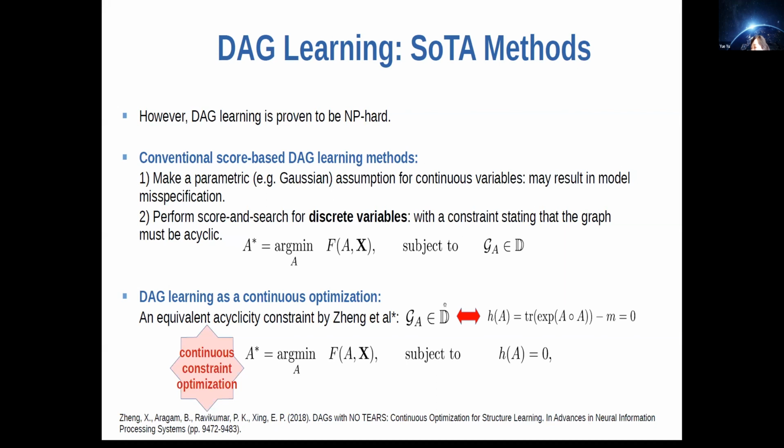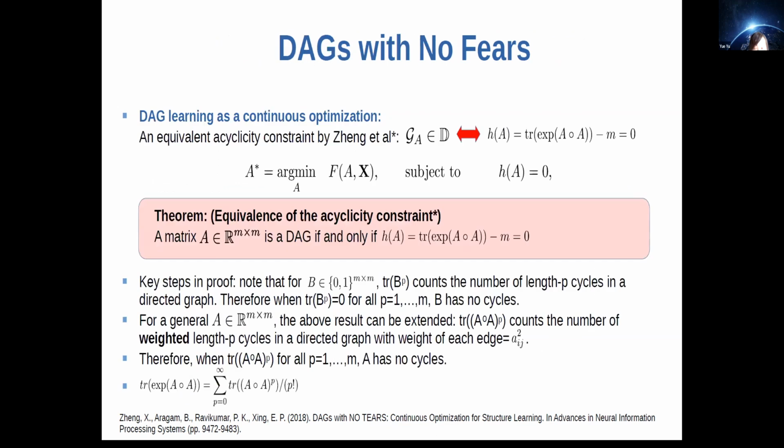So basically the loss can be continuous, the score can be continuous, and also the constraint is continuous. So then many conventional constrained optimization methods can be applied, for example, the augmented Lagrangian method, and that's also exactly what NOTEARS has employed.